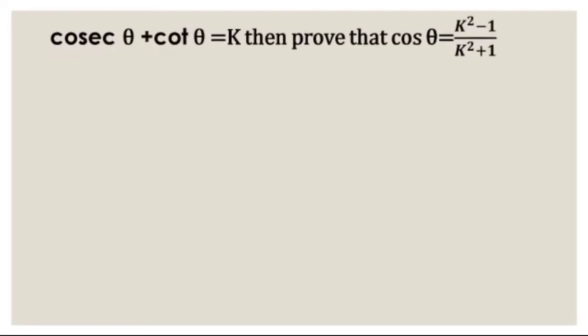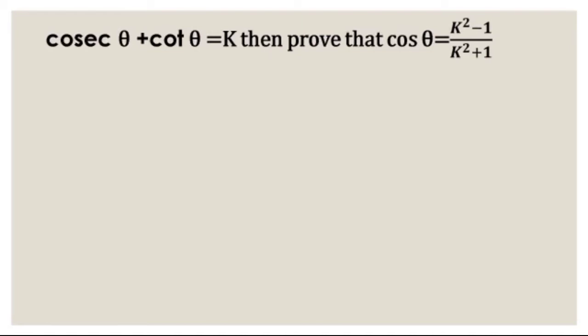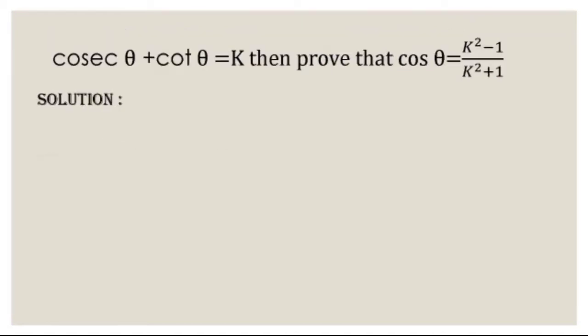Cosecant theta plus cot theta equal to k. Then prove that cos theta is equal to k square minus 1 by k square plus 1. Solution. Cosecant theta plus cot theta is equal to k. This is equation 1.